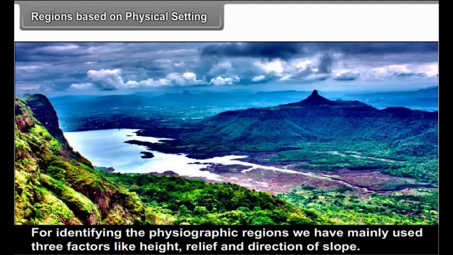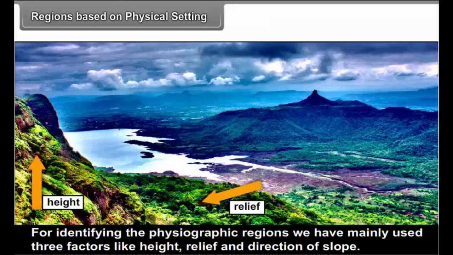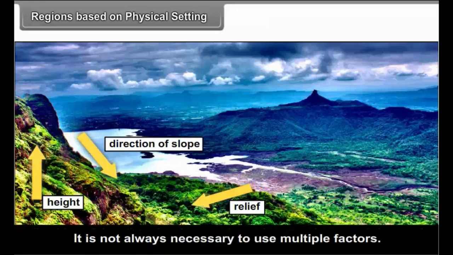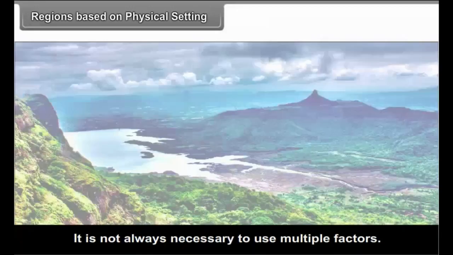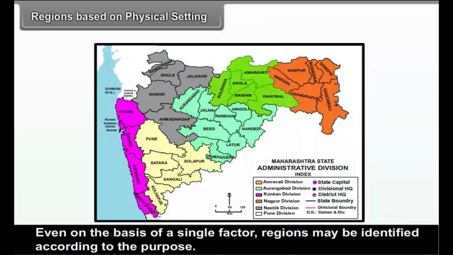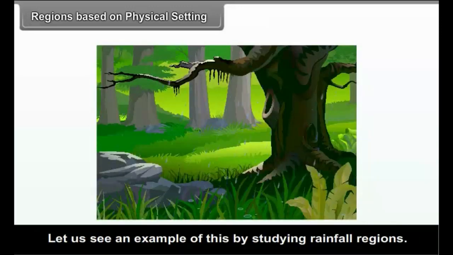For identifying the physiographic regions, we have mainly used three factors: height, relief, and direction of slope. It is not always necessary to use multiple factors. Even on the basis of a single factor, regions may be identified according to the purpose. Let us see an example of this by studying rainfall regions.